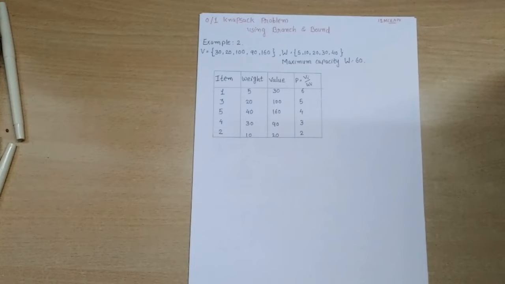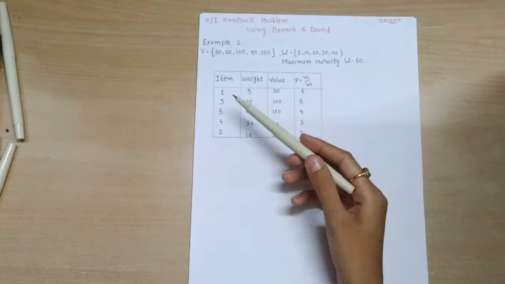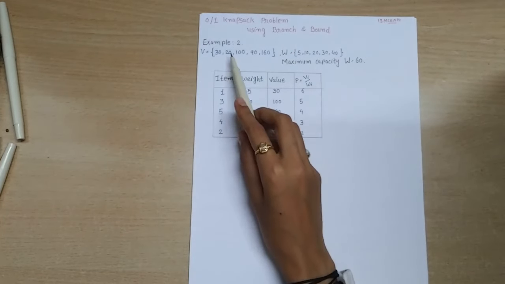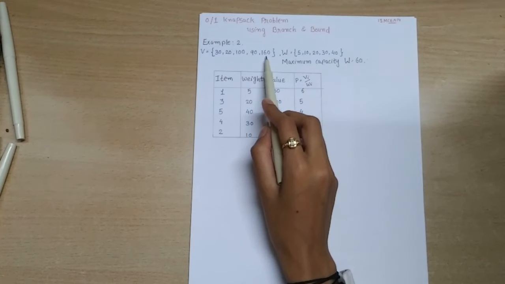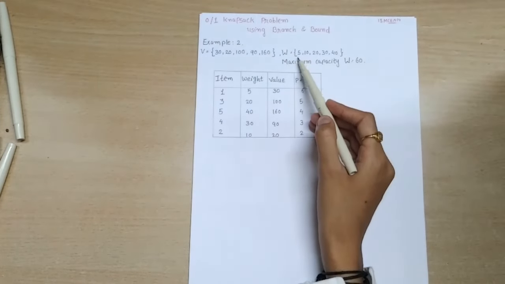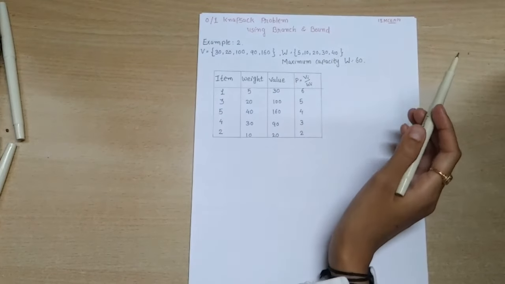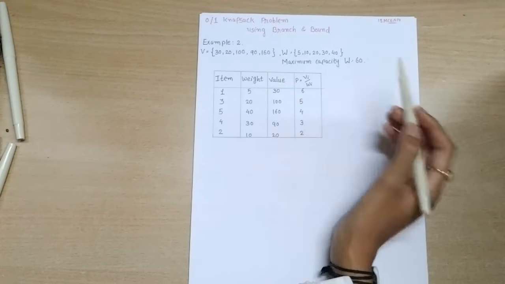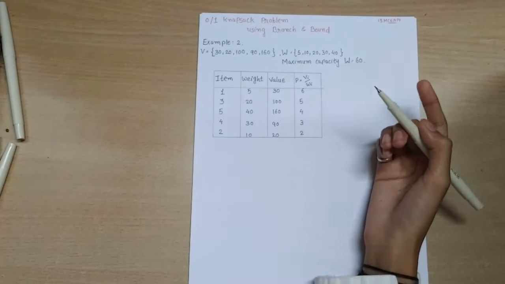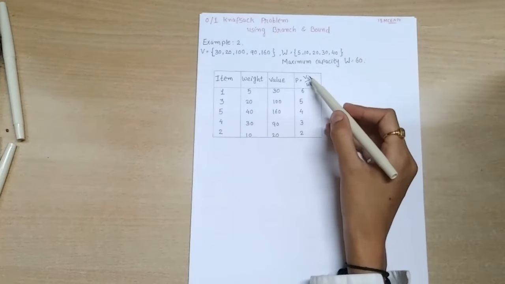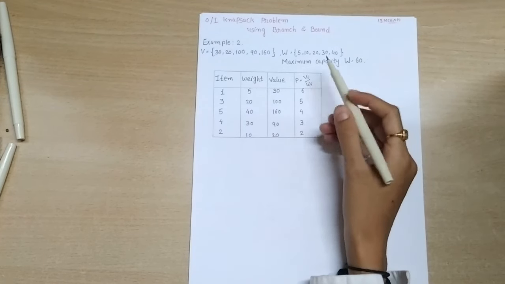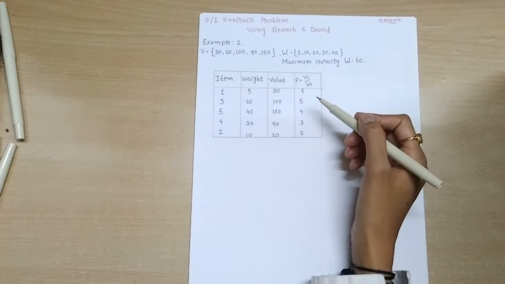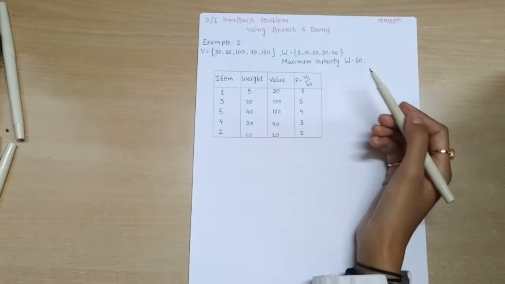Now we will take example 2, in which we have total 5 items having values 30, 20, 100, 90 and 160 and weights 5, 10, 20, 30, 40. We have maximum capacity of knapsack is 60. As discussed in the algorithm, we have to calculate V by W, that is value by weight ratio, and arrange the items in decreasing order of this ratio.